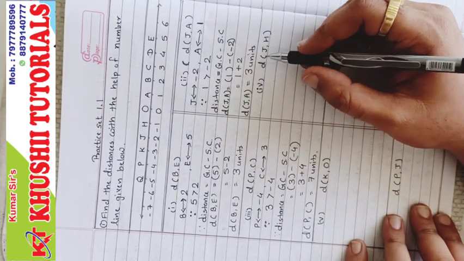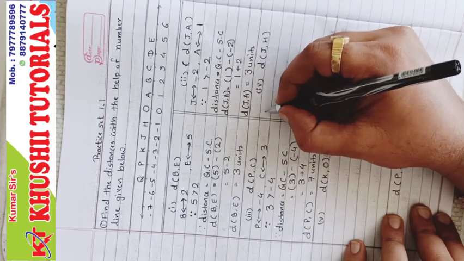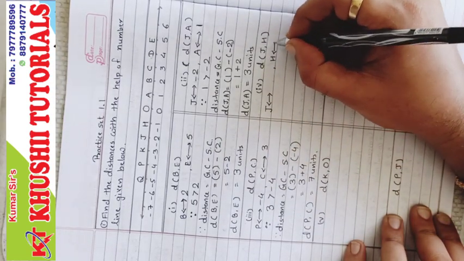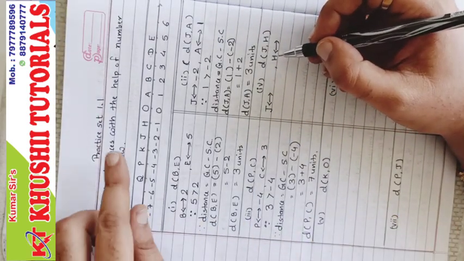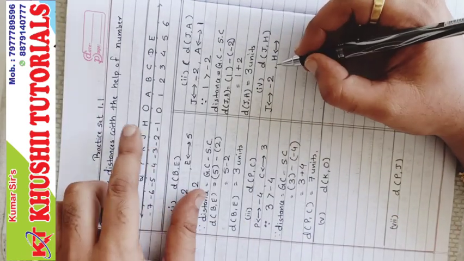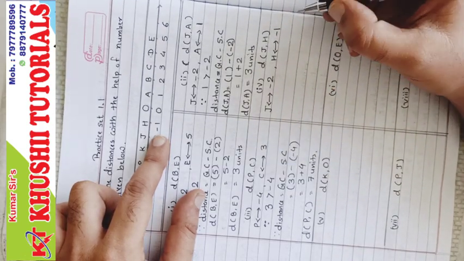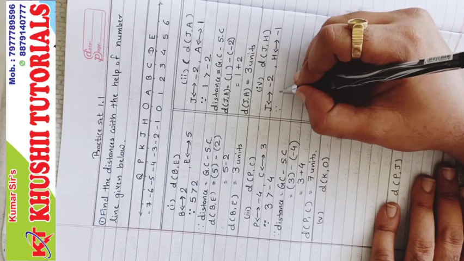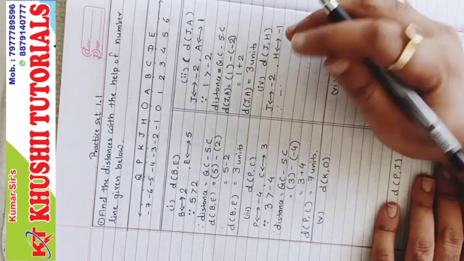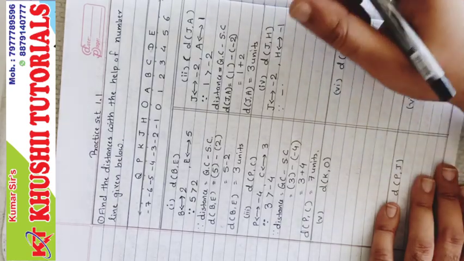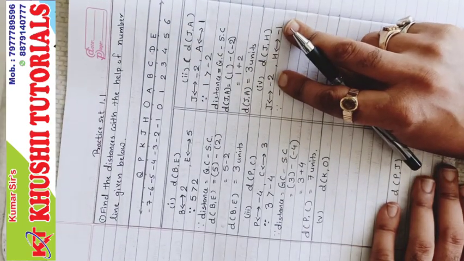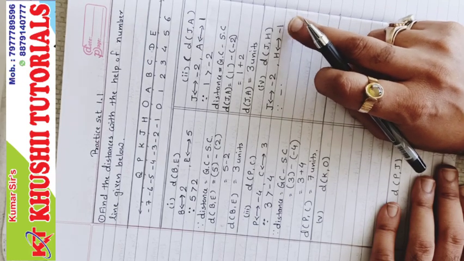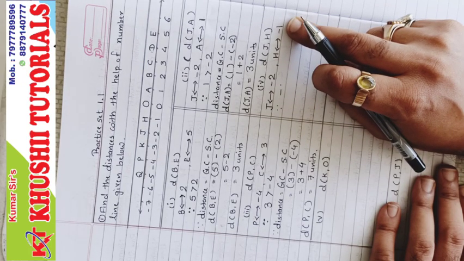Next, number 4th, J comma H. So first what we have to write? Coordinate, J coordinate, and then H coordinate. Okay, J coordinate minus 2, H coordinate minus 1. Correct? Since the greater coordinate is minus 2 or minus 1, now we need to think about it. In negative numbers, when both numbers are negative, the number which you feel is smaller, actually that is not smaller, that is the greater number.